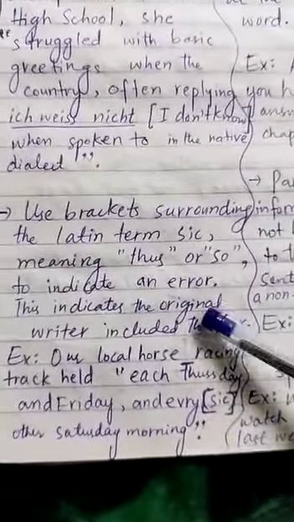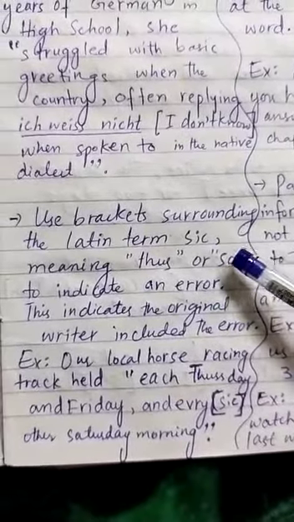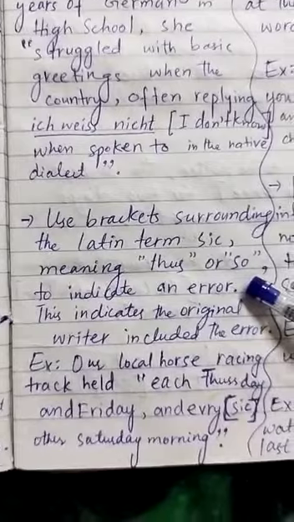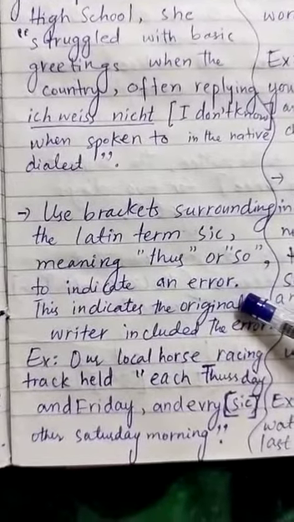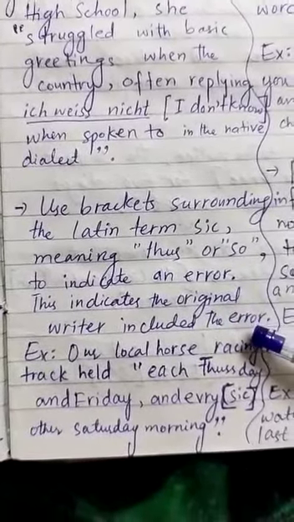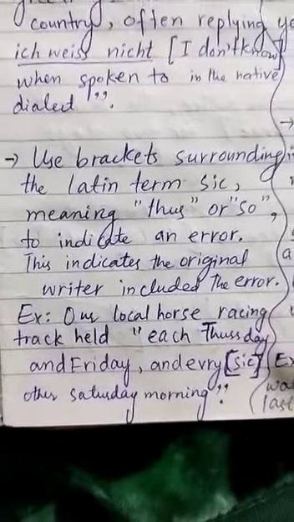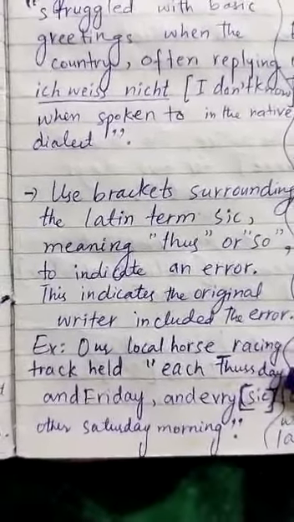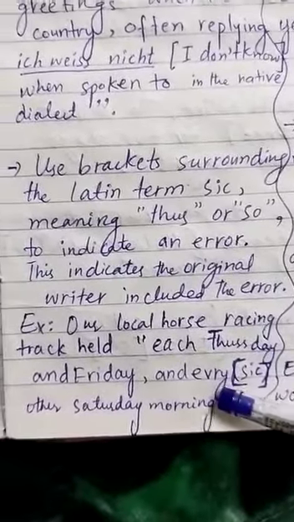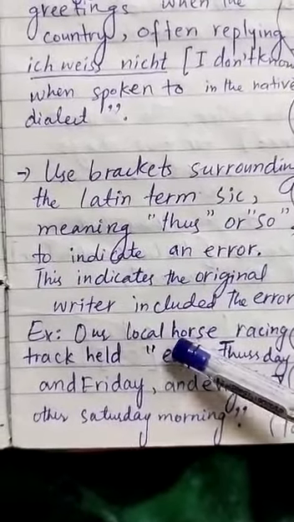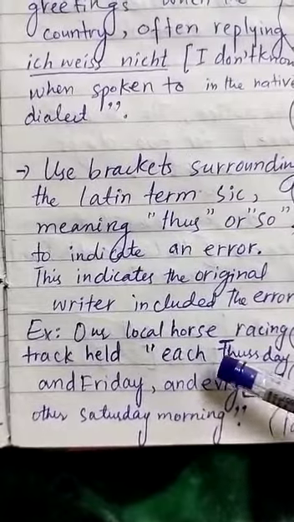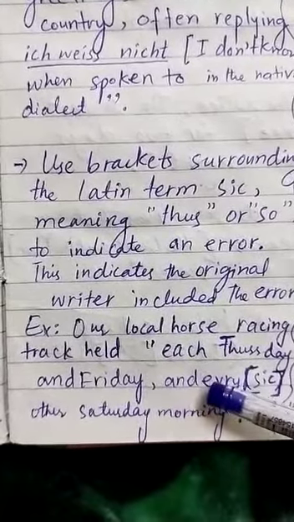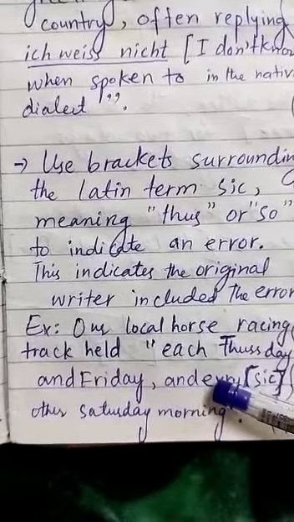Use brackets surrounding the Latin term sic, meaning thus or so, to indicate an error in a sentence. This indicates the original writer included the error. Here is an example. Our local horse racing track held each Thursday and Friday and every other Saturday morning. So there is a quotation in a sentence. Inside this quotation, there is an error in the spelling of every. So this is the incorrect spelling of every.